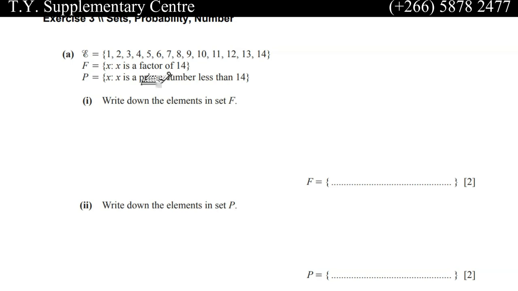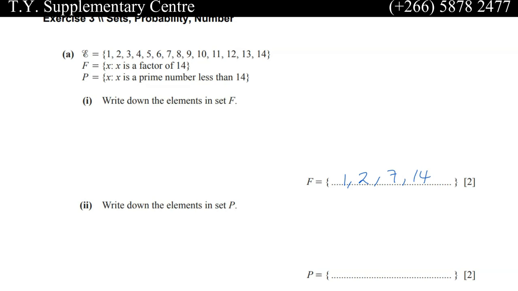x such that x is a prime number less than 14, meaning the elements in set P are also in this universal set, but they are only the prime numbers less than 14. So Roman figure 1 says write down the elements in set F. Remember, set F is numbers in the universal set, but only those which are factors of 14. So the factors of 14 in this case, that is numbers which can divide 14 without leaving a remainder, are 1, 2, 7, and 14 itself.